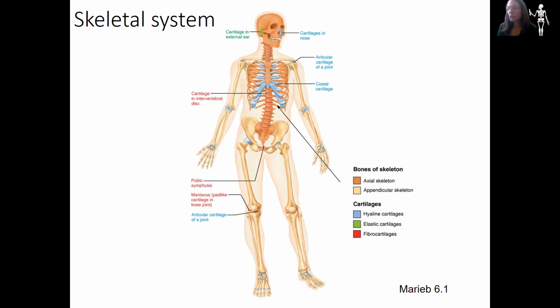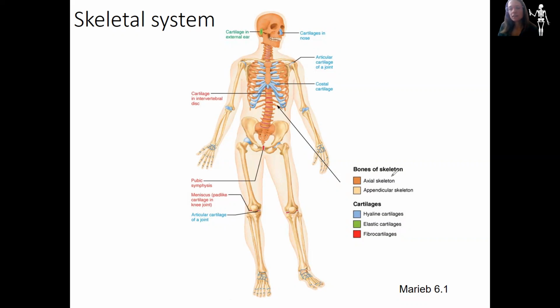So here is kind of a simple schematic of the skeletal system. We've got some various types of cartilage in the ears, nose, in between the discs. All the joints have articular cartilage. And then of course your bones that make up your skeleton.